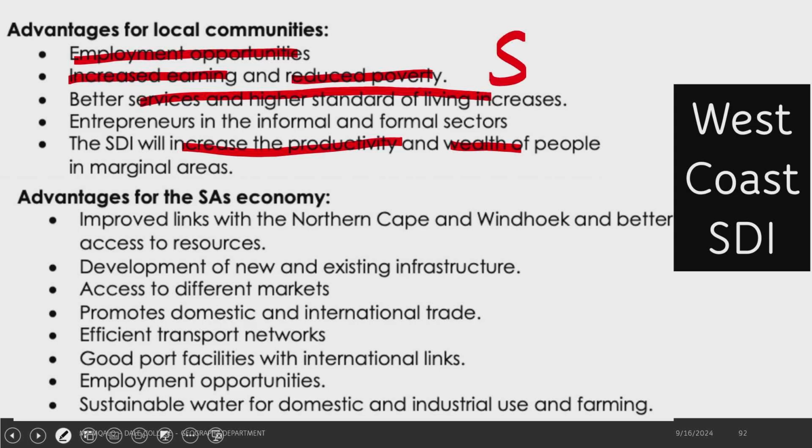So these were more of our social advantages because they're looking at the well-being of the people and how it improves their lives and their standards. Now, how is it advantageous for SA's economy? So now we're looking at monetary value. It improves the links of the Northern Cape and Windhoek and better access to resources which will then be used to manufacture and make more revenue.